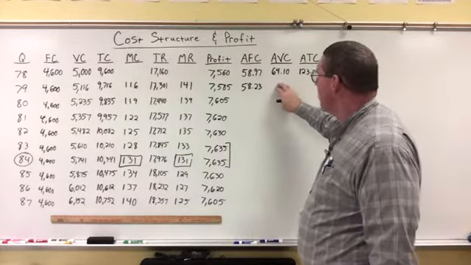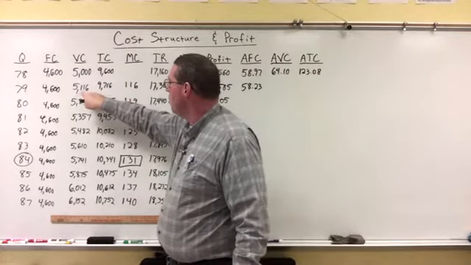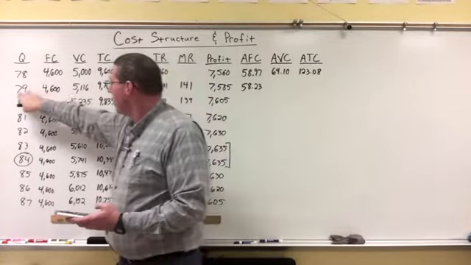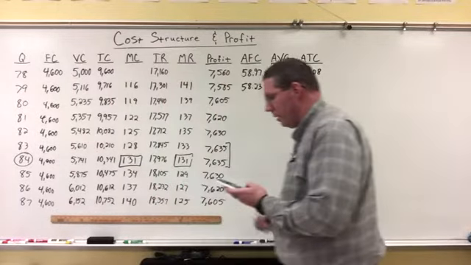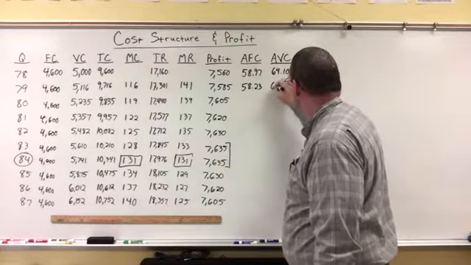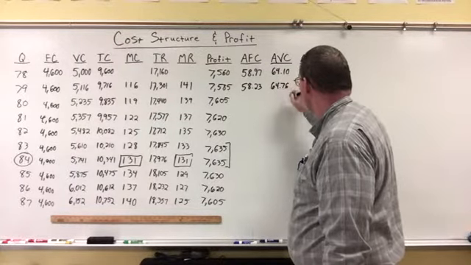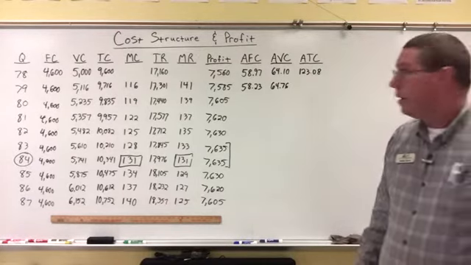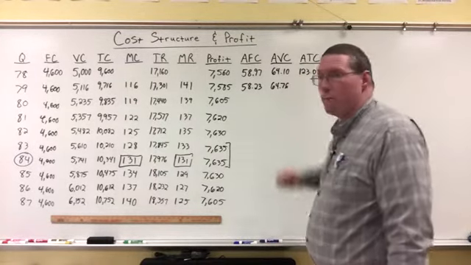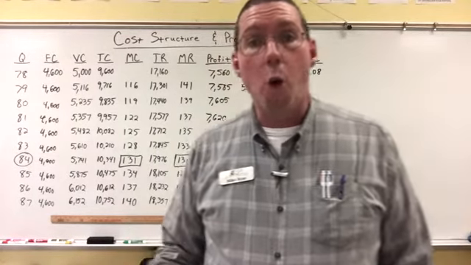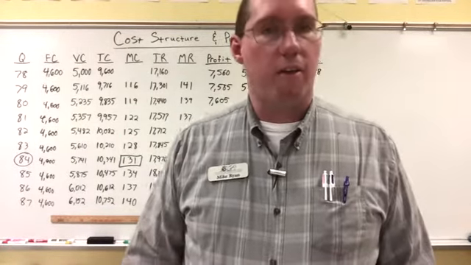Now to get the average variable cost, we're going to do 51.16 divided by 79. And we get 64.76 rounded. Now what just happened to average variable cost? It went up. It went from 64.10 to 64.76. Now, will average variable cost always go up? Most of the time it will.